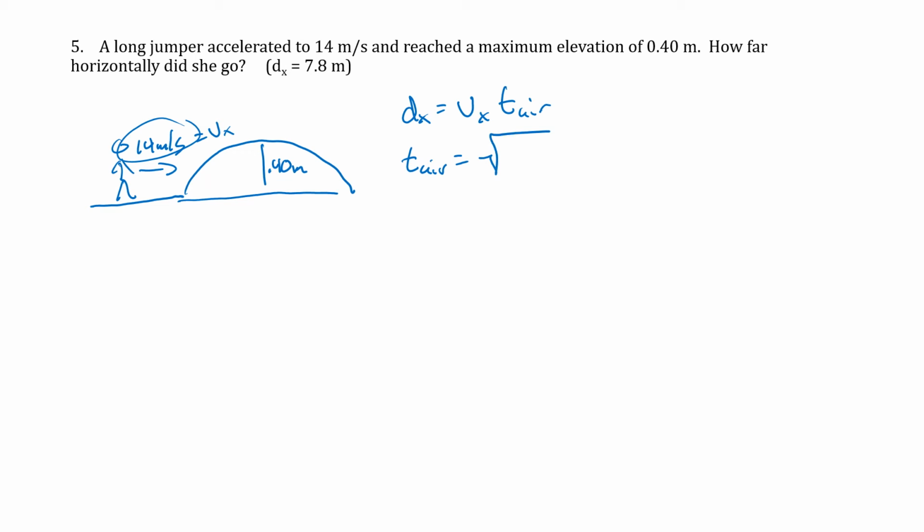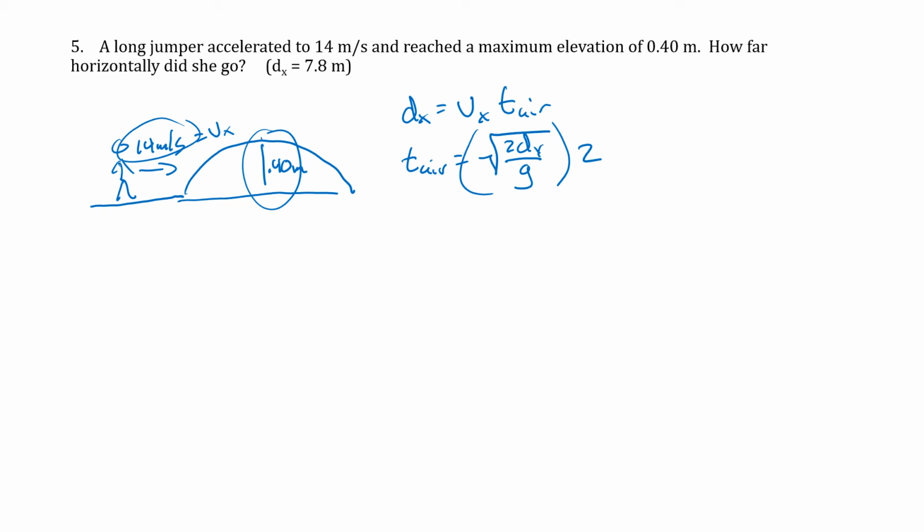Well, we know that the time to fall is the square root of 2 dy over g, and we have our dy of 0.40 meters. The thing is, we're not just falling in this case. We're actually going up and coming back down. And since we're going from the ground back to the ground, the height's the same both ways, we need to double this time.